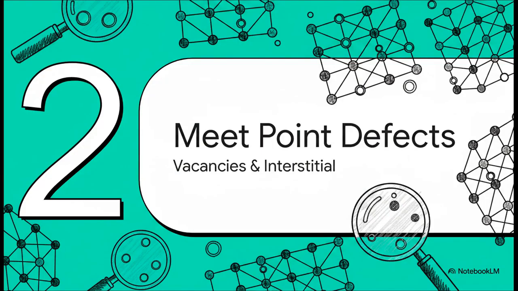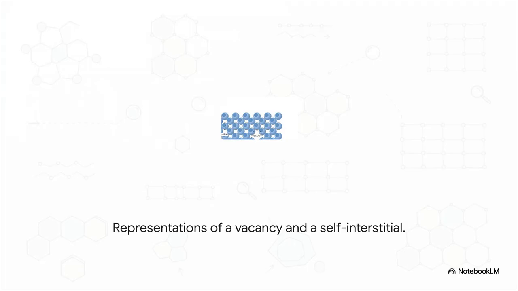Moving on to Section 2. Meet the point defects. Let's look at the absolute simplest category of these irregularities. We're looking at two different atomic scenarios here. On one side, we have what's called a vacancy. That's exactly what it sounds like, an empty space in the atomic lattice where an atom normally belongs, but it's just mysteriously missing. On the other side, you've got a self-interstitial.